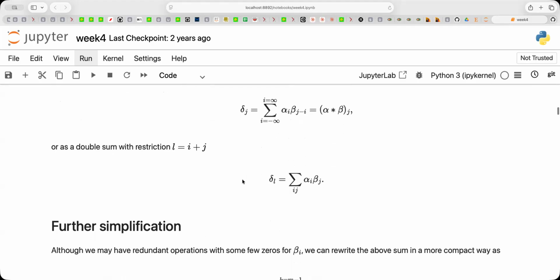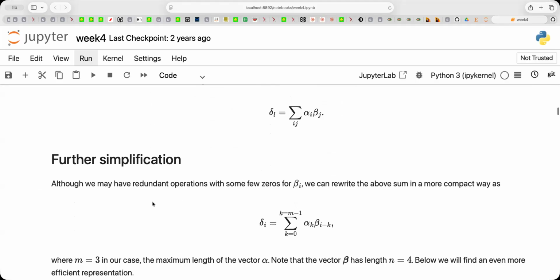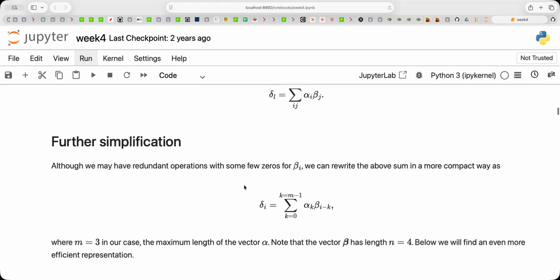Now, if you look at these expressions, you see that you have many redundant operations because you have many zeros here. So it's pretty stupid of us to just run it like that. So we would like to nail this down to just the essential quantities, I mean, those which are non-zero. And then we want to make it efficient from a computational point of view. So let's look at these steps here.